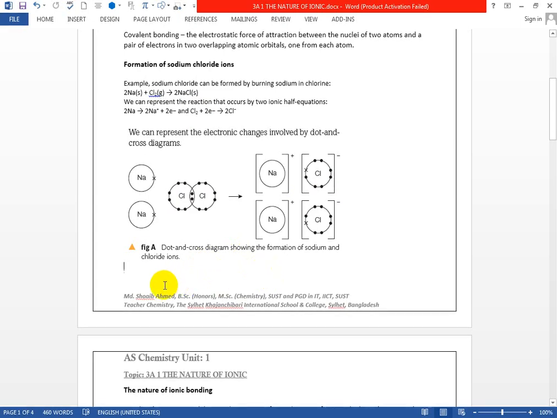Okay, you can draw the dot and cross diagram of chloride ions showing the outer electrons only. Are you able to draw this? Class work. Draw the dot and cross diagram. Okay, you draw this.